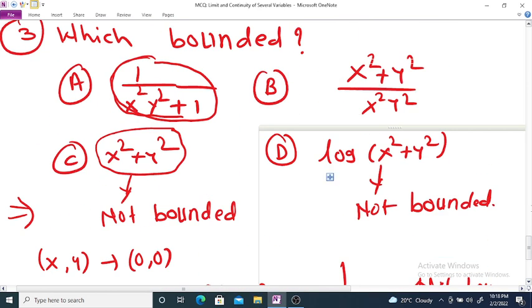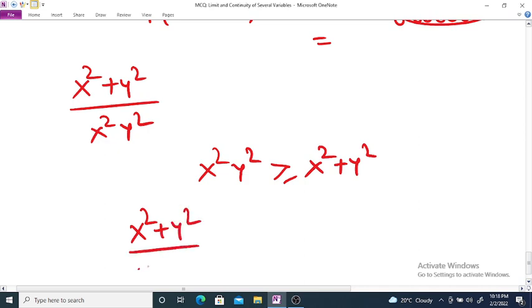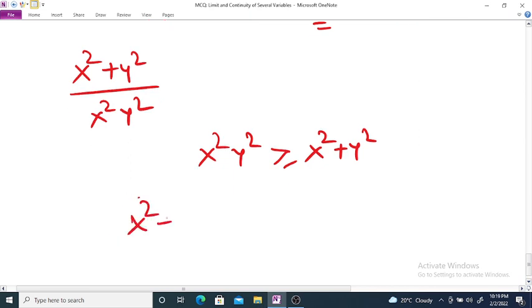And the last one is x square plus y square divided by x square y square. Now, as we know, x square y square is always greater than or equal to x square plus y square. Okay, greater than or equal to, and therefore, in other words, if you write here, x square plus y square less than or equal to x square y square.